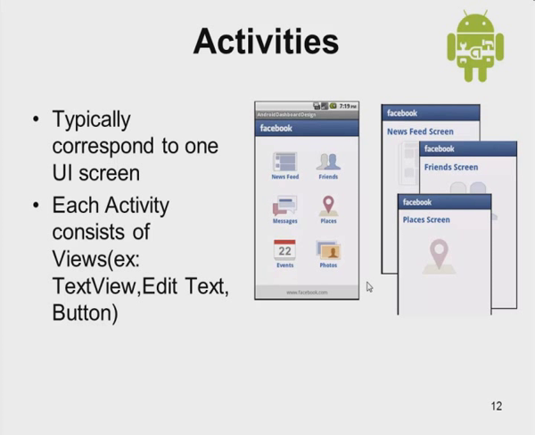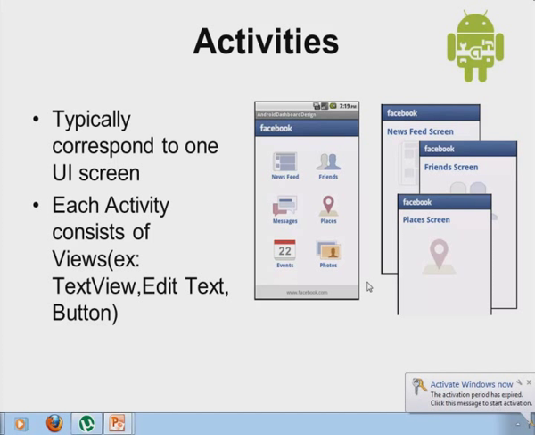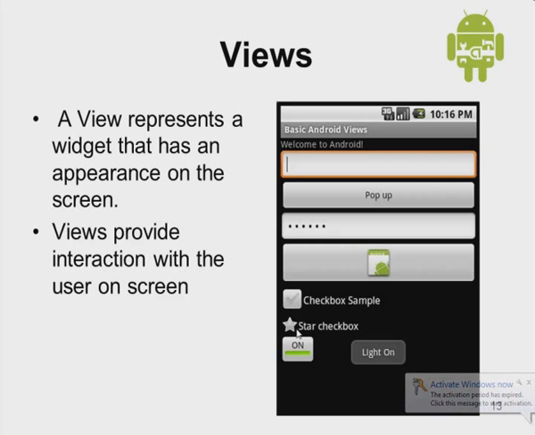Now views are something such as text view, edit text, button. These are GUI components through which user interacts. Now what are views? Views represent a widget that has an appearance on the screen, and it provides interaction with the user on the screen, such as you can see, there are edit text, there's a text view, there's a button, there's a checkbox. These all are views through which user interacts on the screen.